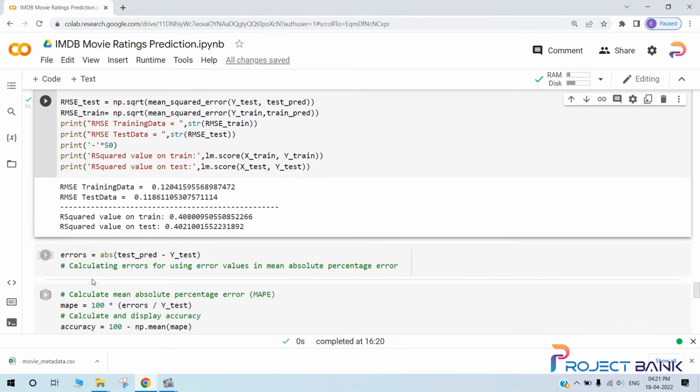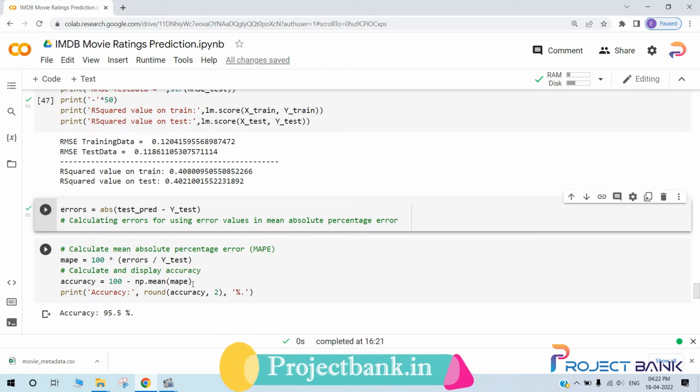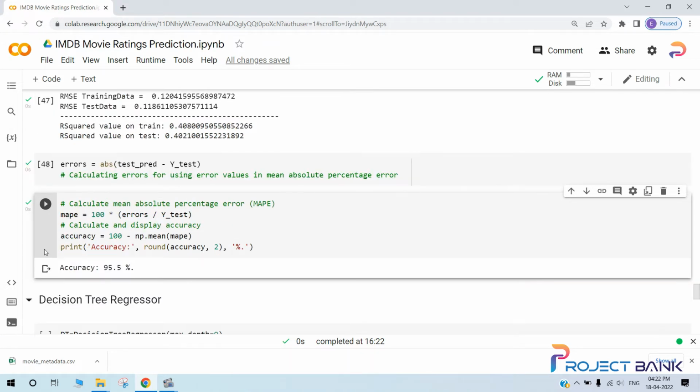The next thing we have done is calculate the error. Then we have calculated the mean absolute percentage error with the following formula. The mean absolute percentage error is equal to 100 times error divided by the y-test value. And the accuracy is 100 minus np.mean of the mean absolute percentage error. We have printed the accuracy here, and the accuracy over here is 95.5%.